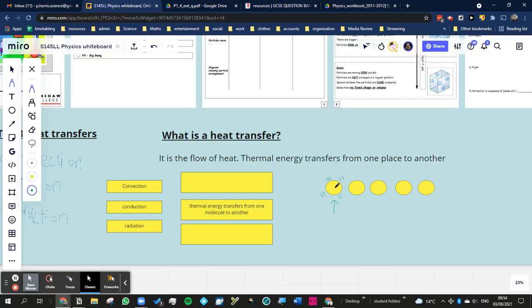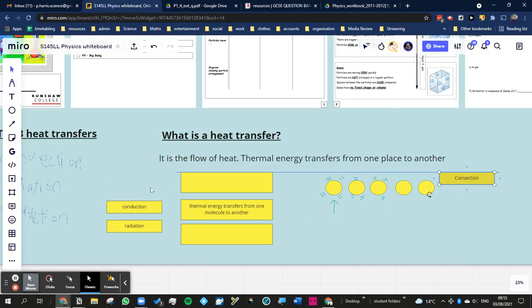around. In doing so, the energy is passed on to the next one, and this one starts to vibrate as well. Okay, that passes on to the next one, and so on. And it keeps going on and on. Now, the particles stay where they are, they just move around and they pass the energy from one to another. This is conduction. What I've just described is conduction.